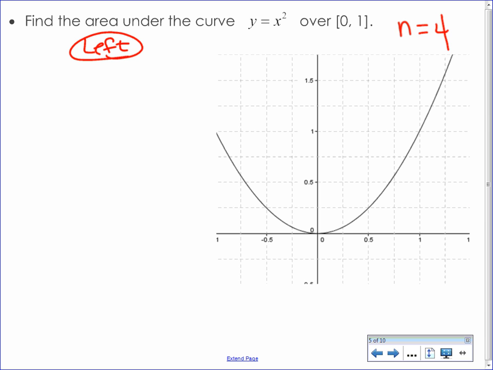If n is 4, how wide are all of our rectangles? Our rectangles are going to have width of 1/4. To go from 0 to 1, we have 4 intervals, so they're each going to be 1/4 apart. Everyone okay with that? If we are using left endpoints, that means whatever's on our curve, that's the left of the rectangle. So, between 0 and 1/4, how high is our rectangle? 0.